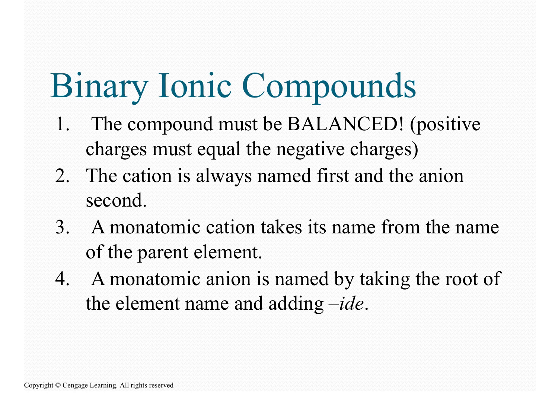Here are our rules for naming binary ionic compounds. The cation always gets named first. We're always going to build compounds from left to right on the periodic table. So the cation comes first, then the anion. Cation is always named first and the anion second.